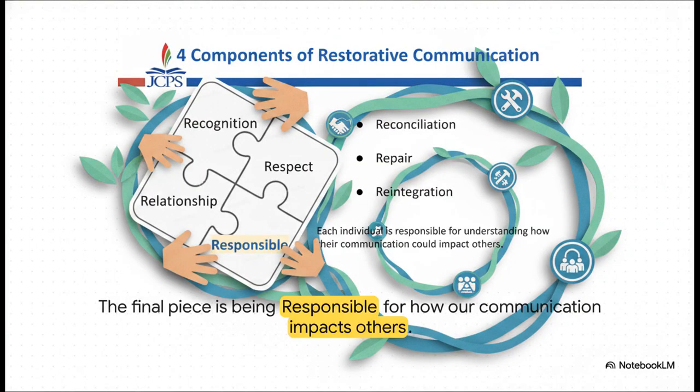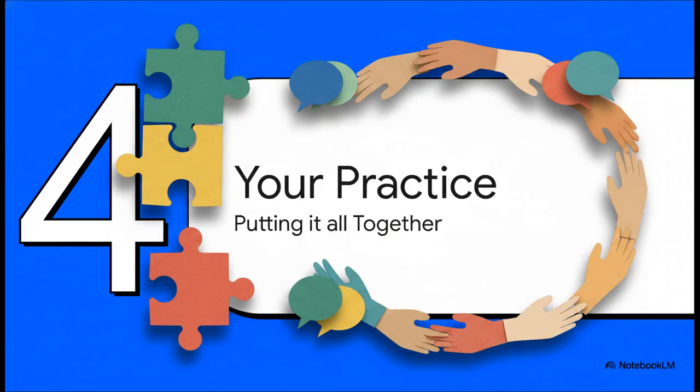And here it is, our final piece, the one that really locks it all together, being responsible. This isn't just about pointing fingers at what the other person did. It's about owning the impact of our own words. We are each responsible for how our communication lands on someone else. This is where we take our good intentions and put them into action through reconciliation, repair, and bringing that person back into the community. So there we have it. All four pieces are on the board and our puzzle is complete.